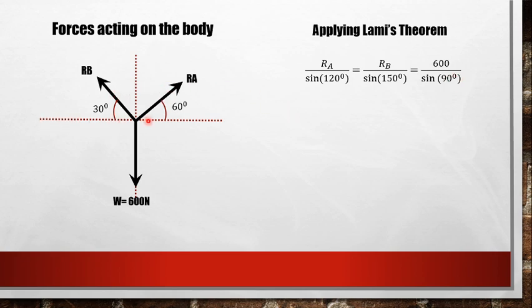Now this horizontal line makes an angle of 180 degrees. If we deduct 60 and 30, we get the angle made by RA and RB, which is 90 degrees here. So, 600 divided by sine 90.